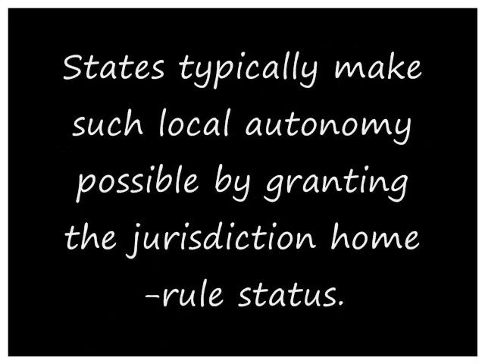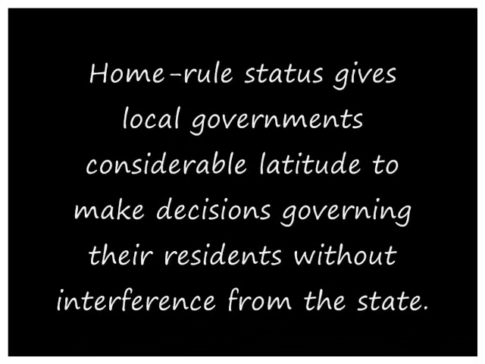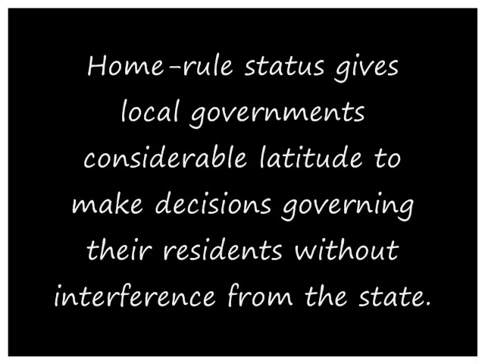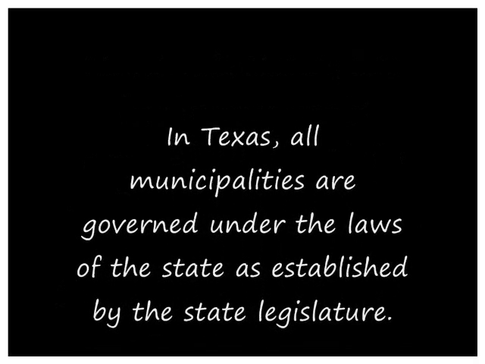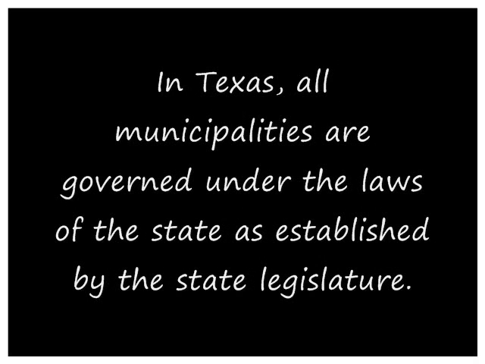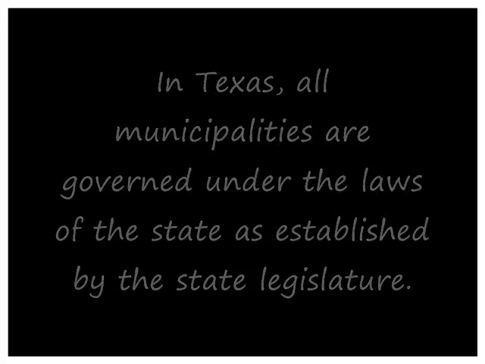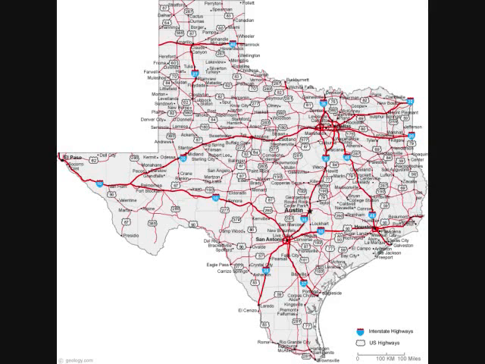States typically make such local autonomy possible by granting the jurisdiction home rule status. Home rule status gives local governments considerable latitude to make decisions governing their residents without interference from the state. In Texas, all municipalities are governed under the laws of the state as established by the state legislature. Texas has about 1,200 incorporated municipalities, whose governments are defined in statutory and constitutional law.